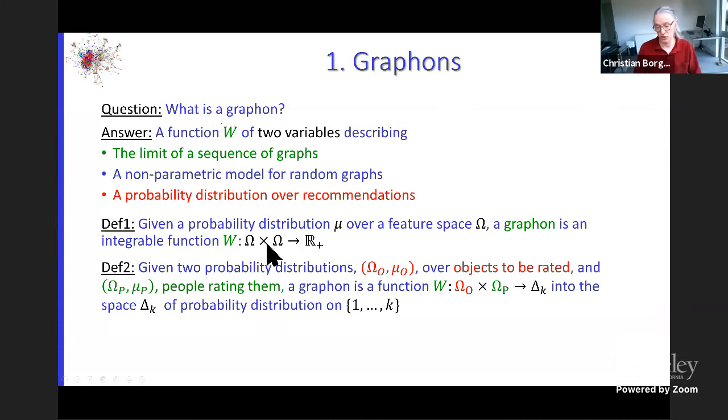And in the second setting, you have actually two different spaces, because there's no reason that people rating items and items to be rated should have the same feature set. So you have two possible probability spaces. And then the graphon is a function which is not symmetric anymore. And it doesn't map into R plus, but it maps in general into a probability distribution on one up to k. If k is two, then it's just one probability. So it's a subset here, but in general, it's more general.